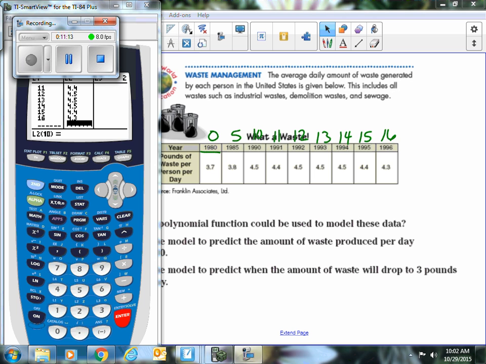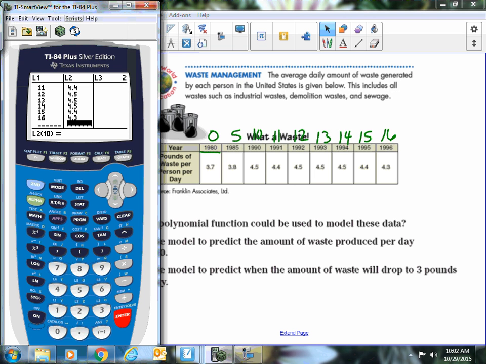Alrighty, hopefully got that all entered in there, so let's take a peek. So we have our data in there. What we have to go back now and do is adjust our window. When we do this new graph, the stat plot's already turned on, but we need to have the window be appropriate for the data we're looking at.